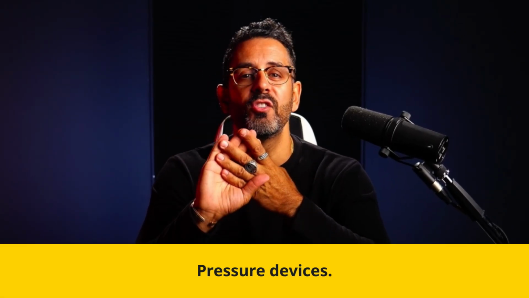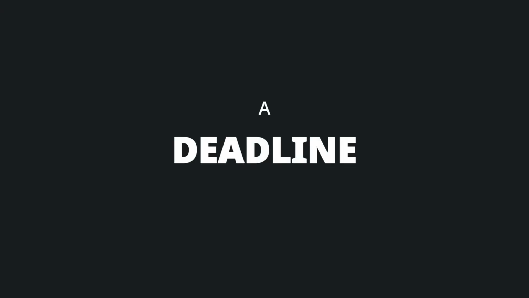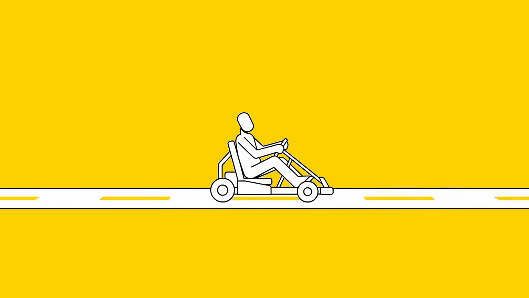And number 4 is pressure devices. And this is what tightens everything. A deadline, a secret, a risk, a consequence. Those are kind of the most common ones. See, without pressure, a story just kind of feels stagnant. With pressure, everything accelerates. Altogether, these 4 elements create a system that keeps producing story.